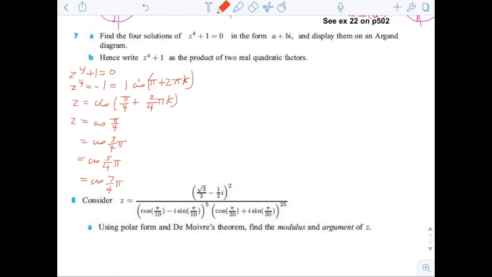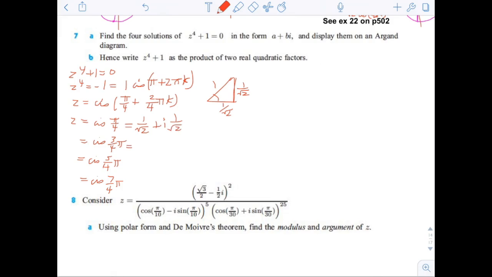Now it says to put it in a plus bi form. So cis pi over 4, let's see, what's the modulus of this? It would be 1, right? So if you had a triangle of hypotenuse 1, where the angle is pi over 4, then this would be 1 over square root of 2, and this would be 1 over square root of 2. So you could put 1 over square root of 2 plus i times 1 over square root of 2.